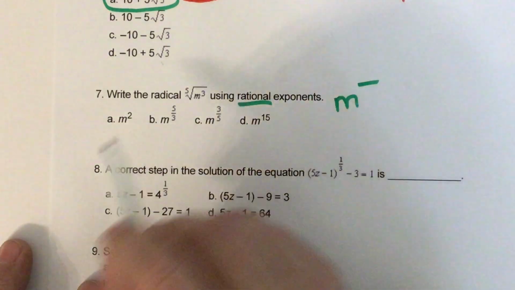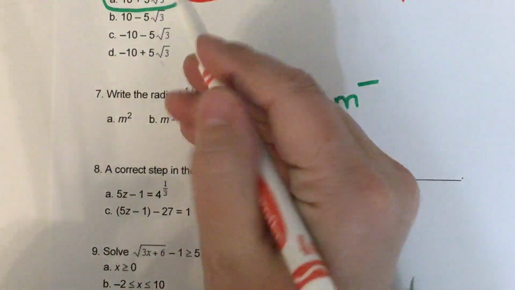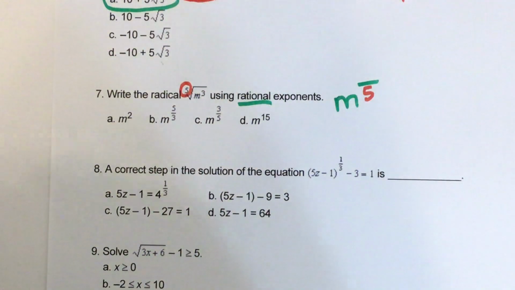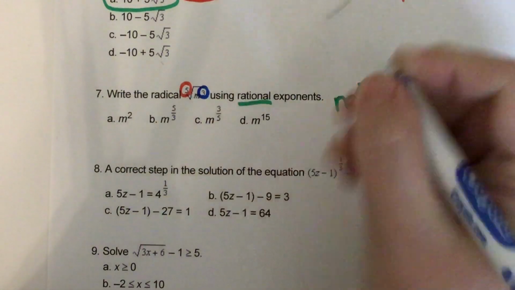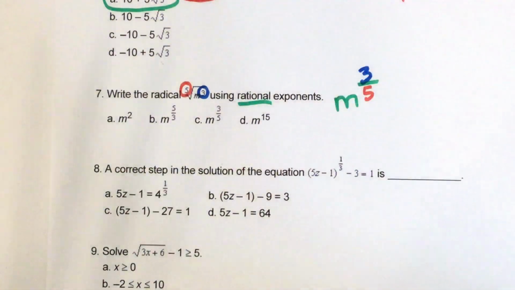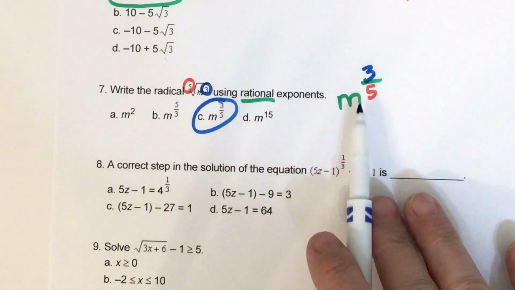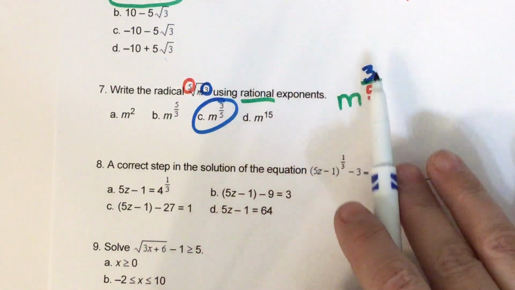Okay, so the way it works is whatever the root is, that's the denominator. And whatever power it's raised to, that's the numerator. So the answer is m to the 3/5. So the root is the denominator, the power is the numerator.